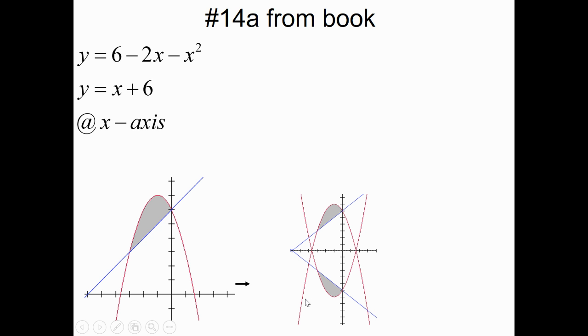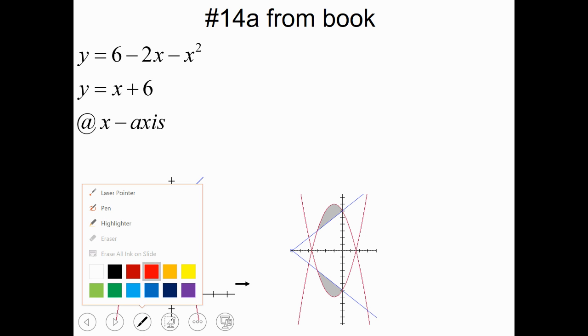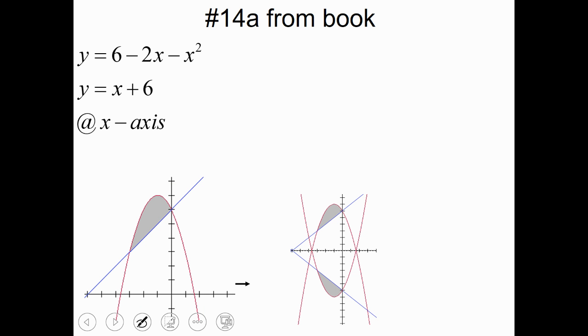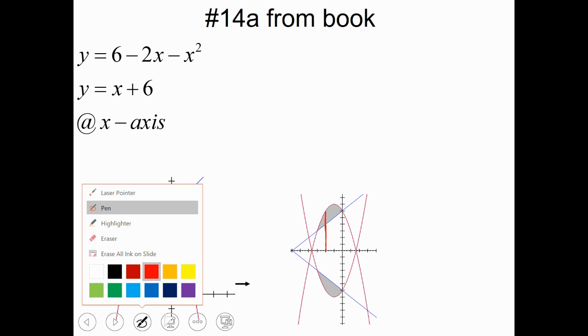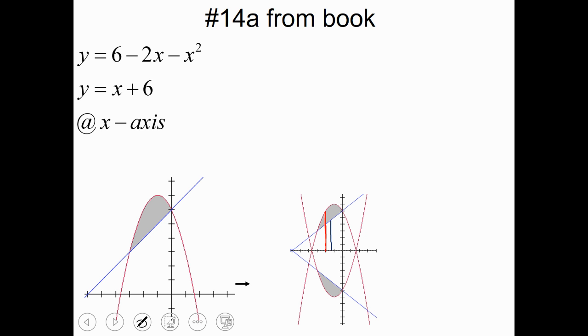So that's what we get. We get this kind of shell going around. There's a pretty big gaping hole going on here. So when I draw my radii, my big radius is going to go from the x-axis all the way out to the top of this. And then my small radius is going to go from the x-axis until we get to that blue line. We are going around a horizontal axis, so everything should be in terms of x.